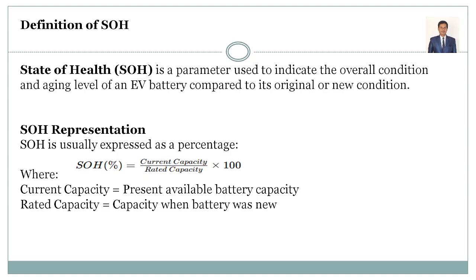So if I say the state of health is around 80%, how do you calculate the 80%? I take the current capacity in the numerator divided by the rated capacity. The current capacity would be around 4 Ah, for example. The rated capacity is what you had when you bought the batteries new, around 5 Ah.